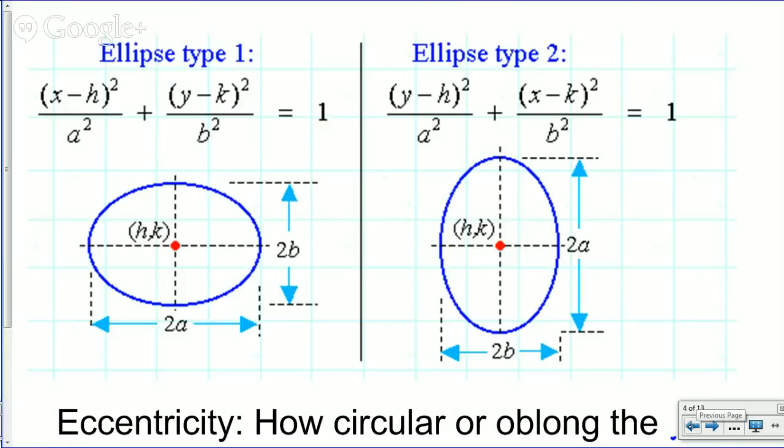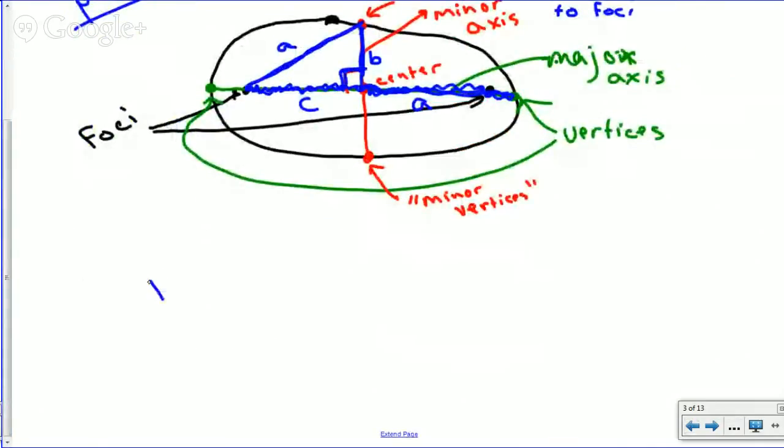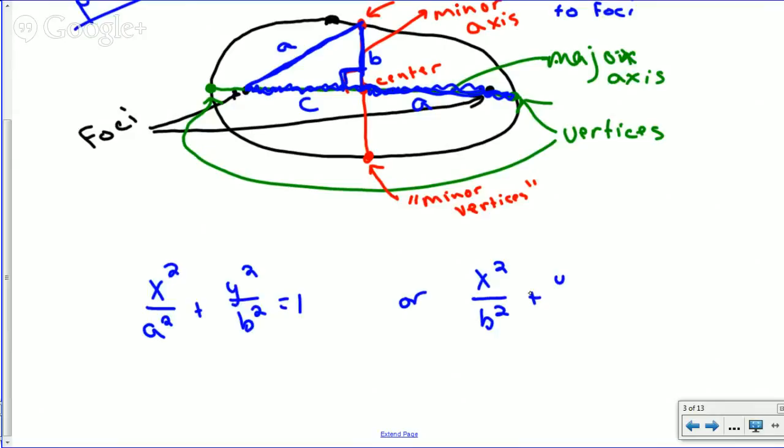Let me go back here and talk about the general equation. We got x squared over a squared plus y squared over b squared equals 1. Or we got x squared over b squared plus y squared over a squared equals 1. Some important things to know about these two equations: they must equal 1. You have to have a 1 over there.